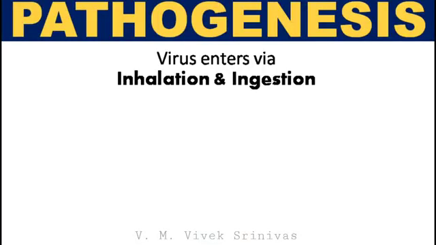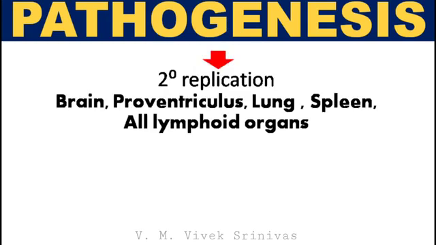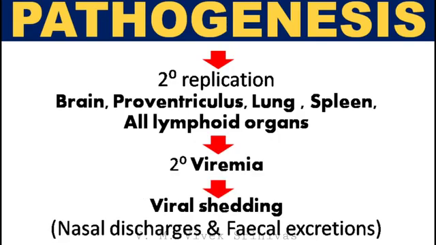Pathogenesis. Following entry of the virus through inhalation and ingestion, the virus does its initial replication in the epithelium of the respiratory tract and alimentary tract and at the regional lymph nodes, followed by viremia. The next replication is at the brain, proventriculus, lung, spleen, and lymphoid organs. Following secondary replication, the virus gets distributed through secondary viremia, with subsequent viral shedding through nasal discharges and fecal excretions. This virus survives in discharges and feces for weeks.